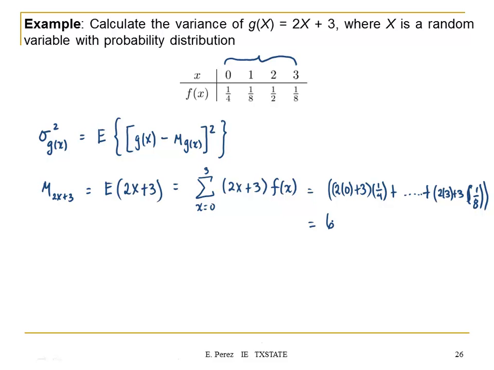What you're doing here is, you know that your random variable goes from 0 to 3. So you substitute 0 first, and you know the probability of 0 is 1/4. Multiply that, plus the same thing for x equals 1. I'm putting those dots here to tell you that you go from 0 to 3. The last term is 2 times 3 plus 3 times the probability of 3. And that mean equals 6. Questions?